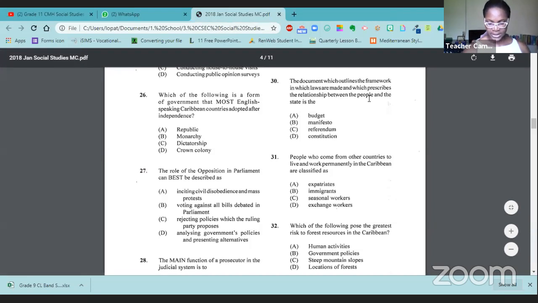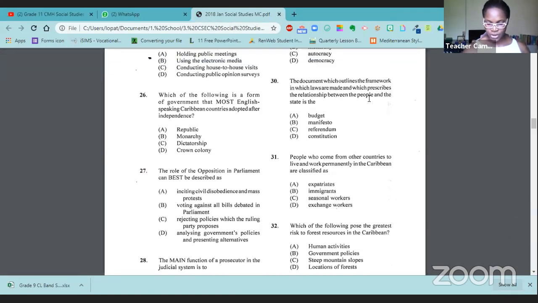All right, and it says people who come from other countries to live and work permanently in the Caribbean, they are classified as, and we would say, immigrants. You may be thrown off a bit by A, which is expatriates, but in terms of to live and work, based on what the question is asking, it was a safer bet to go with B. B would be the answer.